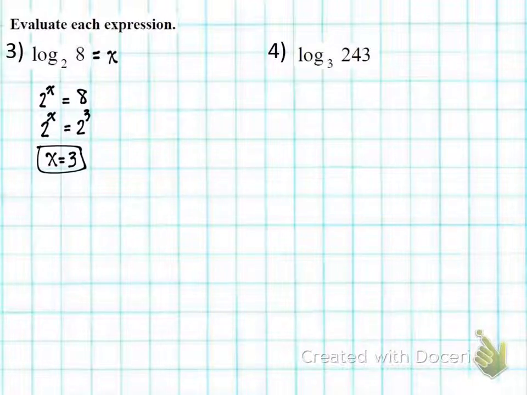Number 4. Tell me what to do now. What am I supposed to do first? Set it equal to x. Next. Tell me what to write. 3 to the x power equals 243. Good.